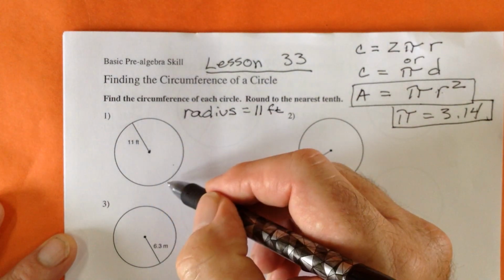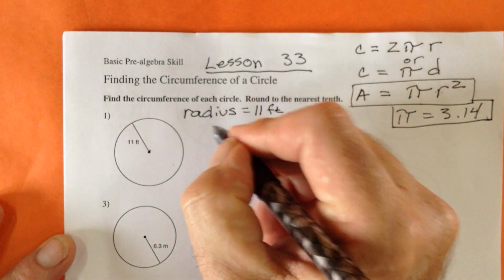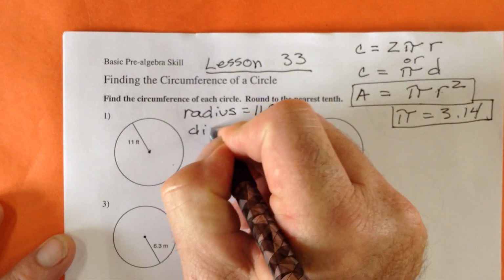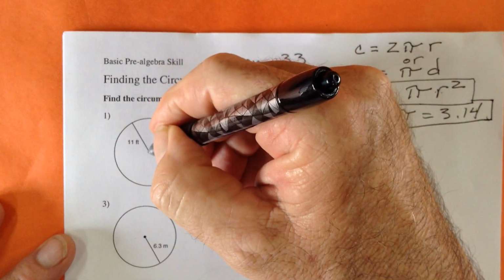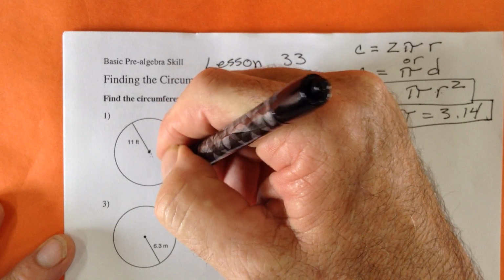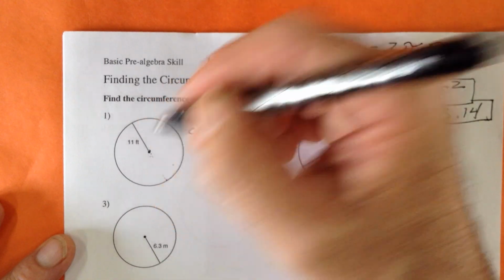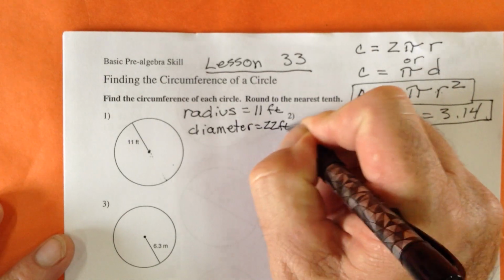Now, if they ask for the diameter, the diameter is all the way across. So the diameter of a circle would be, if this was extended all the way across, 11 plus another 11, that would be 22 feet.